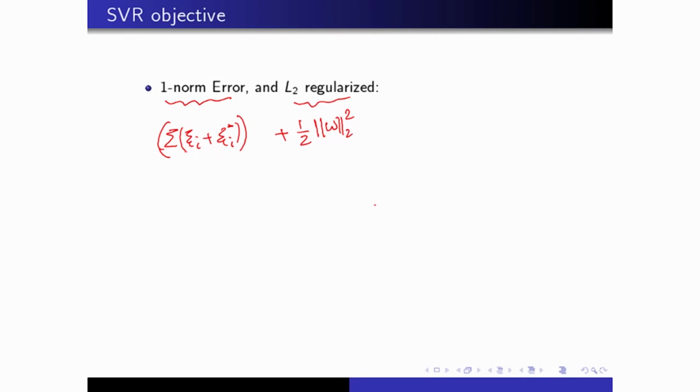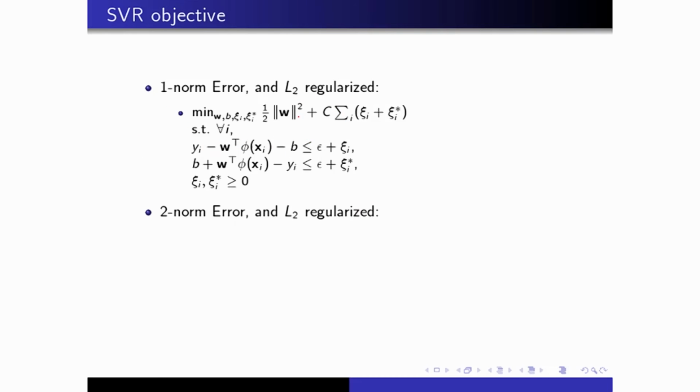This will be an error. What we'll do is add a trade-off factor called C. This is a trade-off factor between the regularizer and the one norm error. So let's write down our optimization problem.